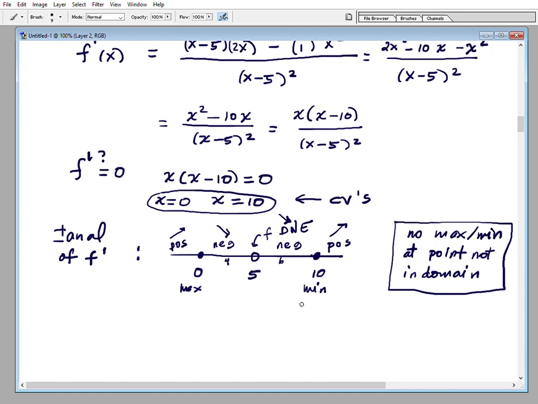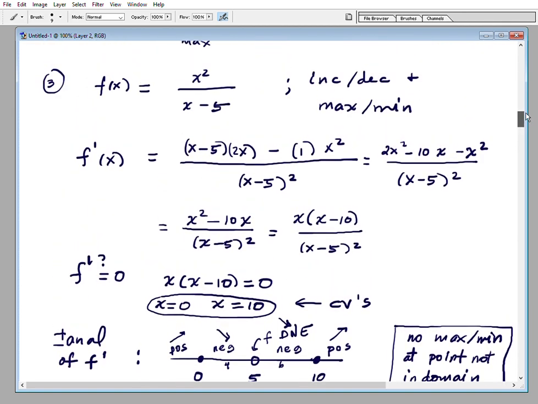Okay, so that open circle reminds us that it's not in the domain. So to figure out now the y-coordinate, plug in 0 back into f. Let's not make that mistake before. 0, we'll get 0 over 0 minus 5. So we'll get 0, 0 here.